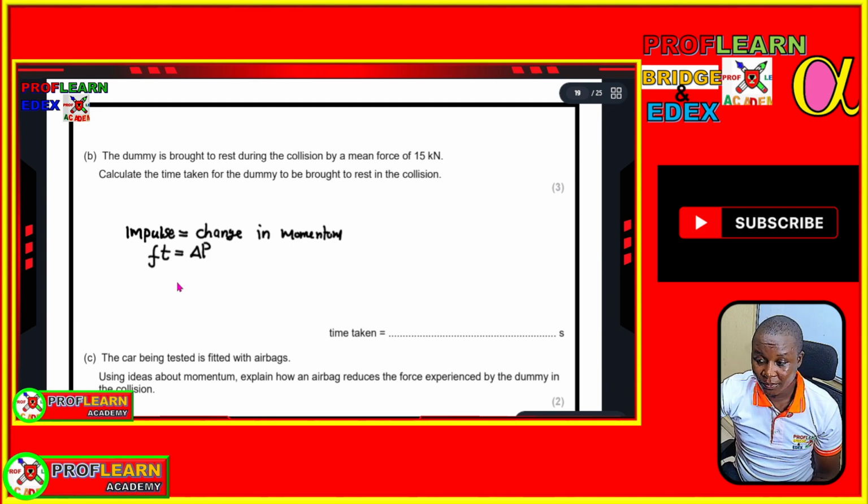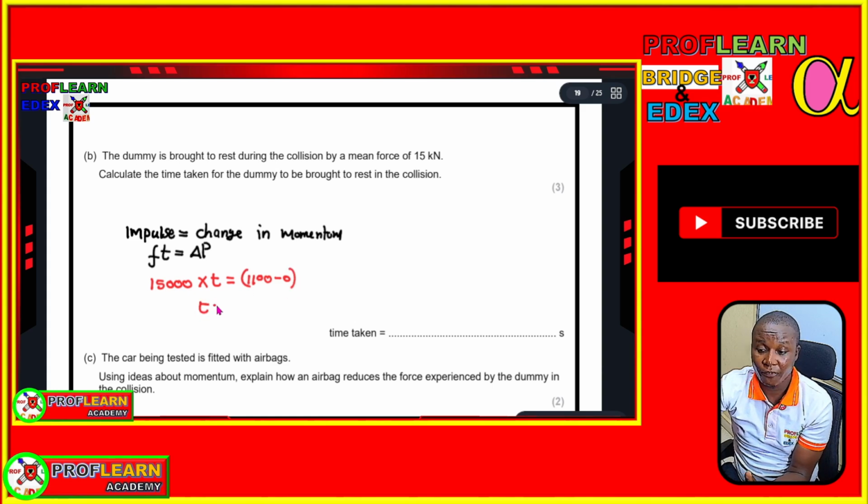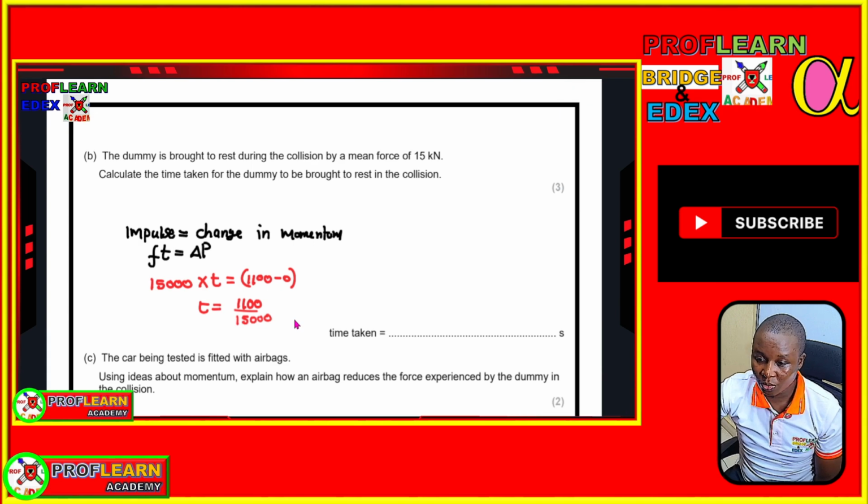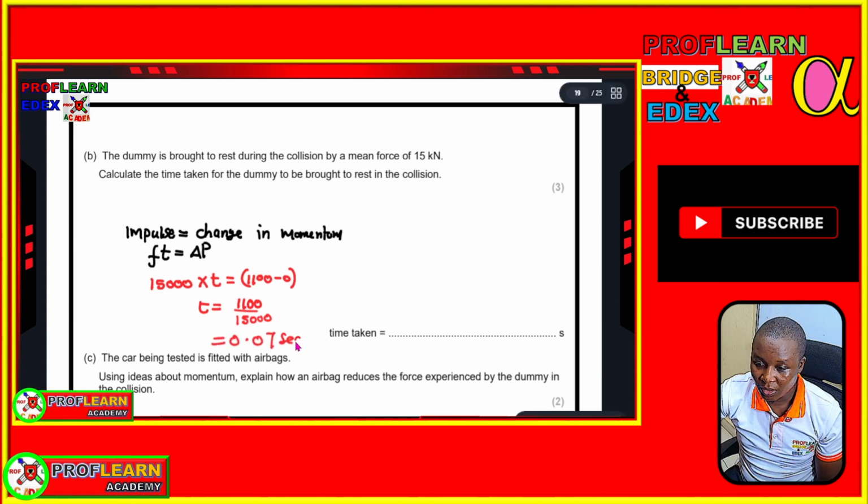P is momentum in that case. So we are told that the force is 15k newtons, which is 15,000 newtons, times time. Change in momentum will be 1100 minus 0, because if it was brought to rest, the final momentum will be 0. So change in momentum will be 1100, which we had worked out, minus 0, and then we divide by 15,000. That is going to translate to a total of 0.073 seconds.